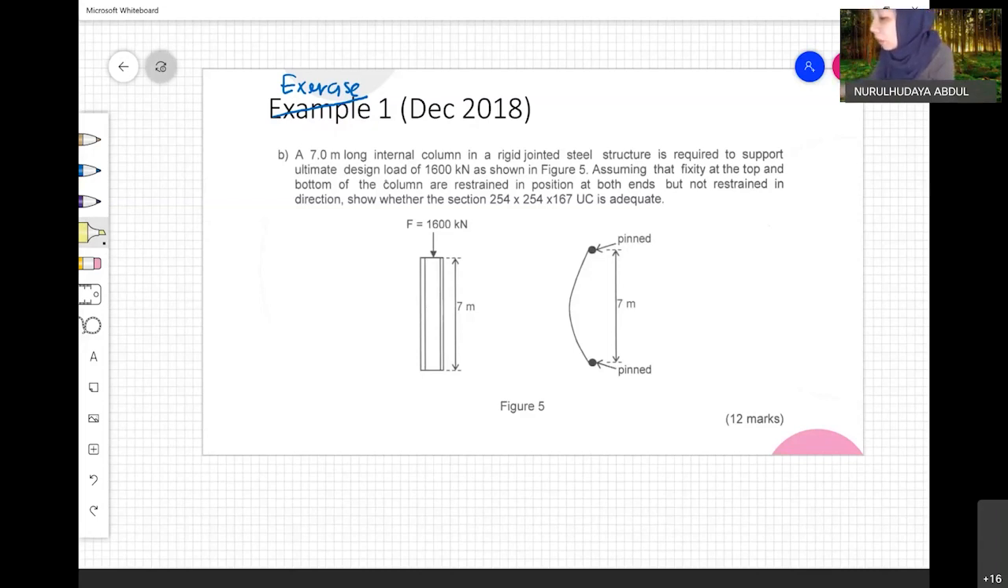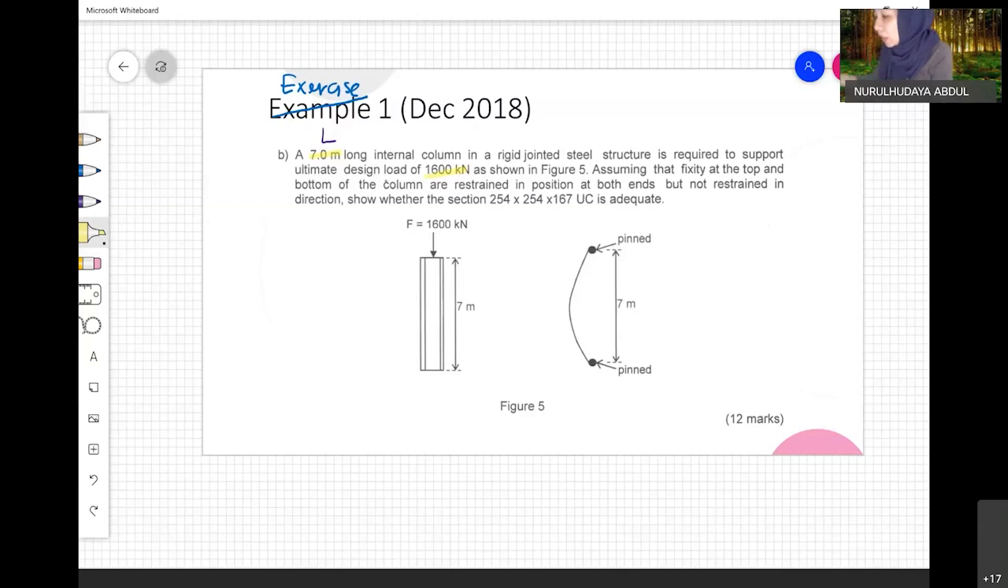Okay, a 7-meter long internal column, so this one is L, in a rigid jointed steel structure, is required to support an ultimate design load of 1600. So this one you already have as a load, 1600, so you don't need to calculate the ultimate load equal to 1.4 Gk plus 1.6 Qk anymore. Just use this value as the ultimate design load.